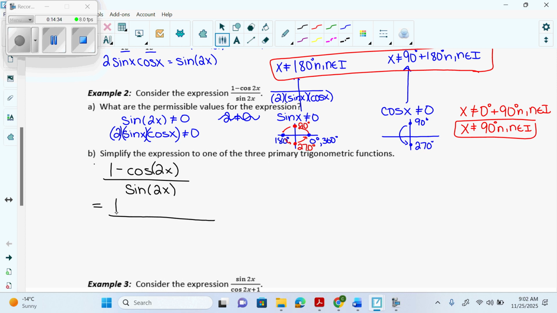So I'm going to go 1 minus, and then I need to replace it with something. So I put brackets. Whenever you replace or substitute in, you get brackets, right? Because brackets say, hey, I substituted it in here. Sine 2x is one option. It's 2 sine x cos x.